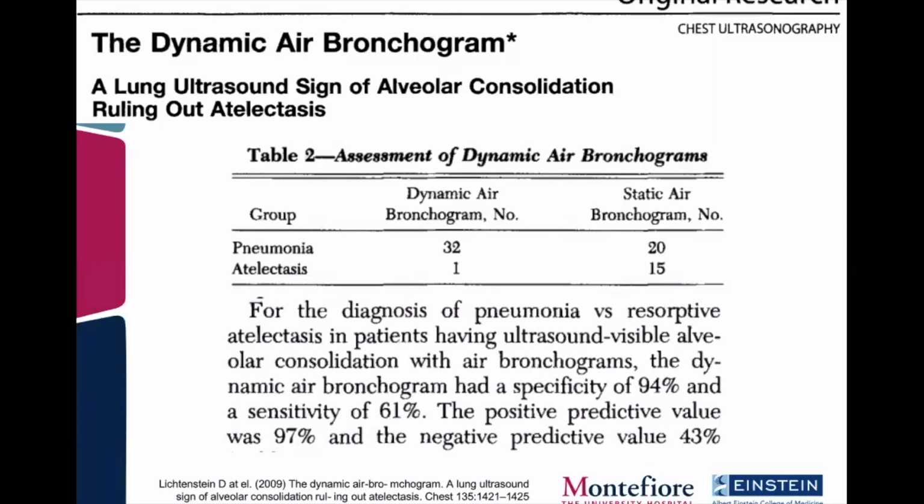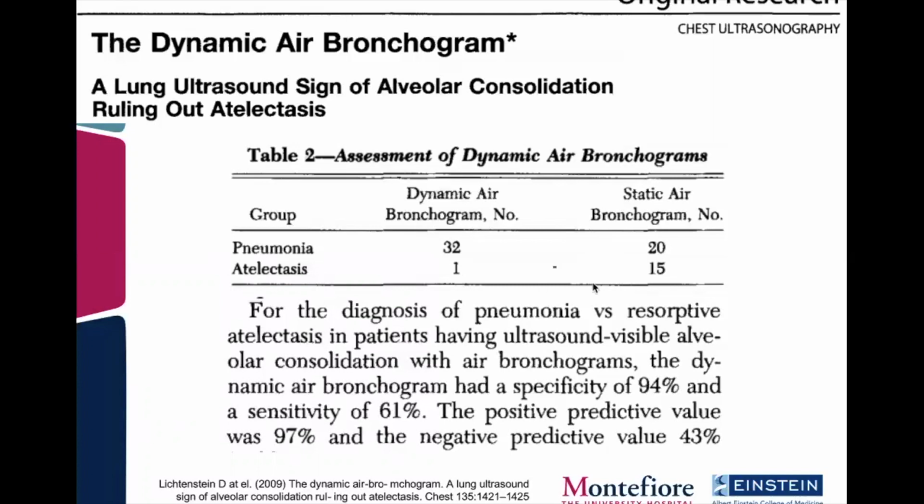These patients were found to have a patent airway with a positive bacterial culture on bronchoscopy. And 16 patients were diagnosed with atelectasis, and they defined this as patients who had a blocked airway with a negative bacterial culture. So the authors found that dynamic air bronchograms were seen in 62% of cases of pneumonia versus just 6% of cases in atelectasis.